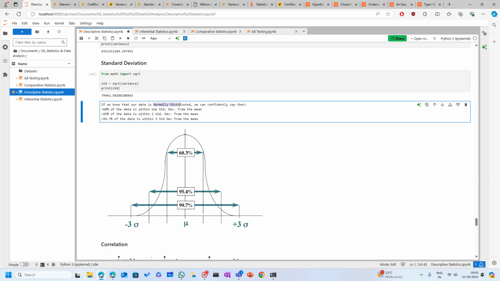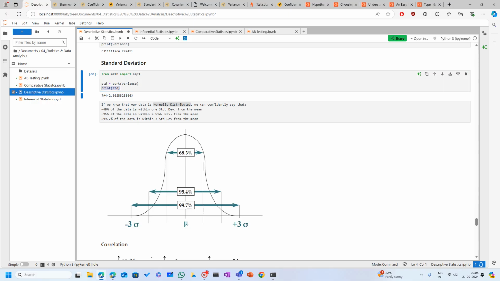For normal distribution, what you see on the x-axis are the standard deviations. That means this is one standard deviation, this is two standard deviations, this is three standard deviations. This is minus one standard deviation on the left side, minus two standard deviations, minus three standard deviations.